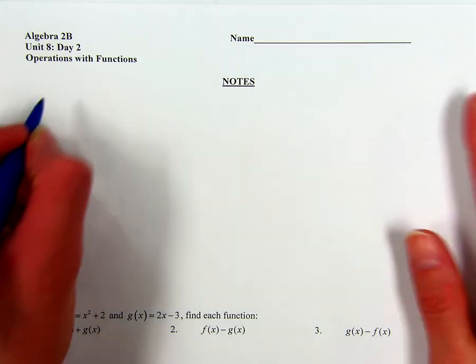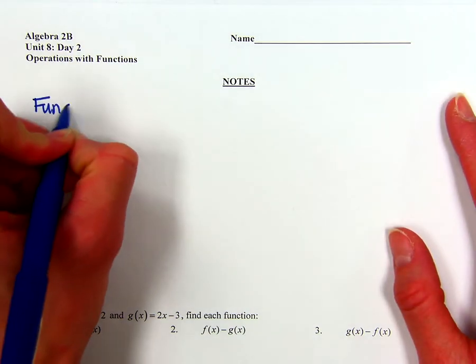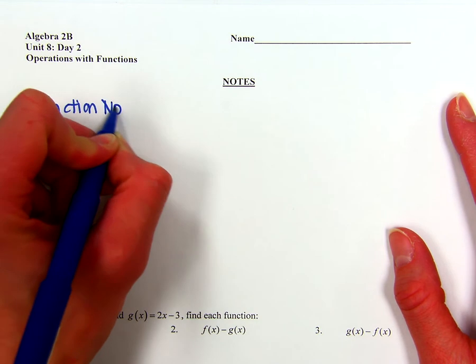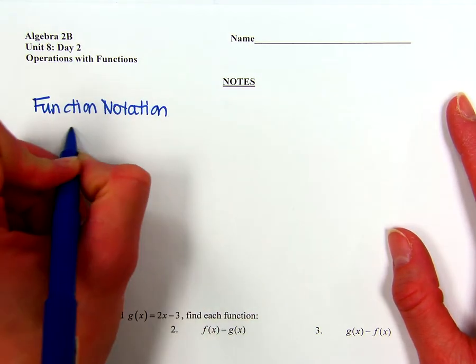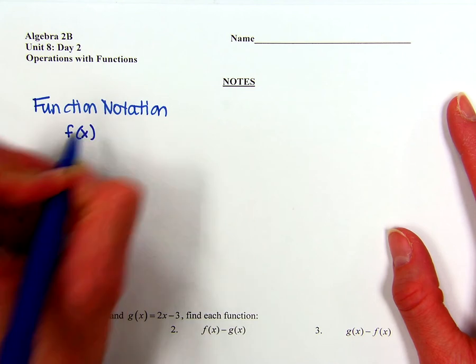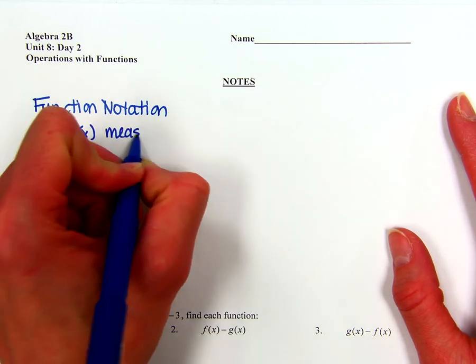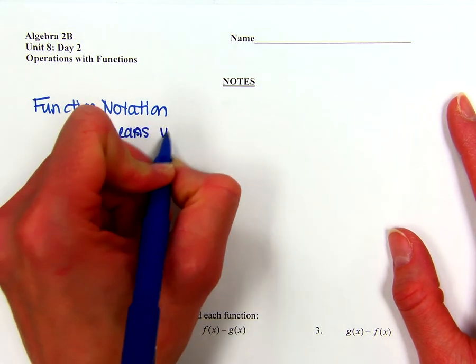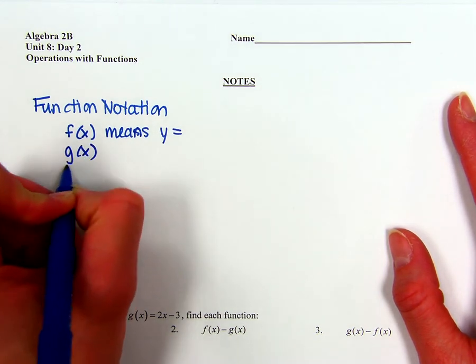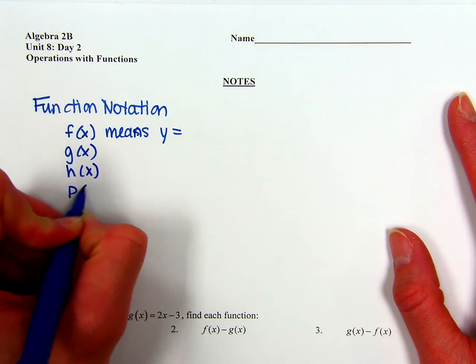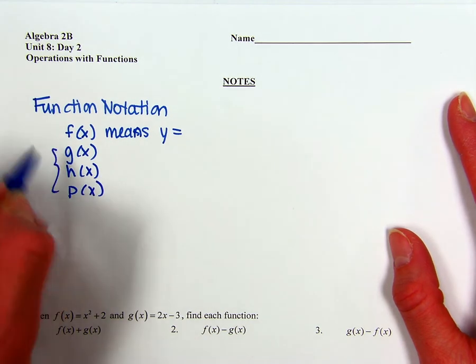Alright, so today we're going to continue with function notation. And remember that we're going to see f of x. That means the same as y equals. You may see it as g of x, h of x, p of x, anything. This could be any letters here.